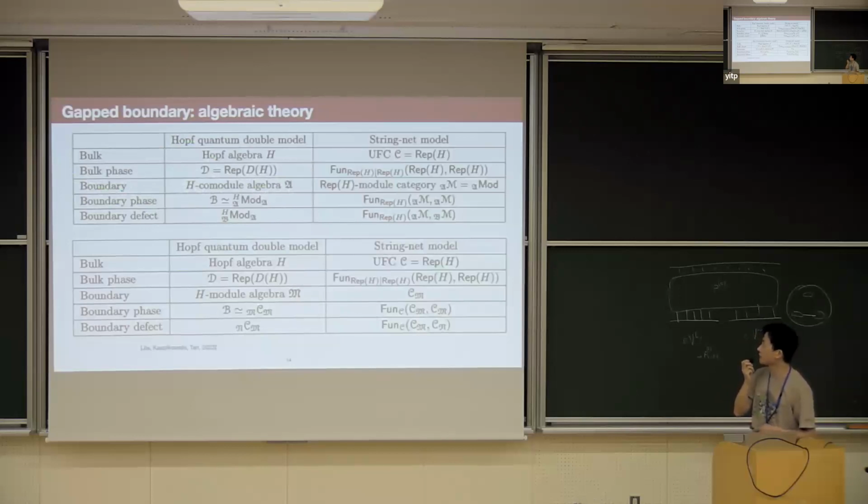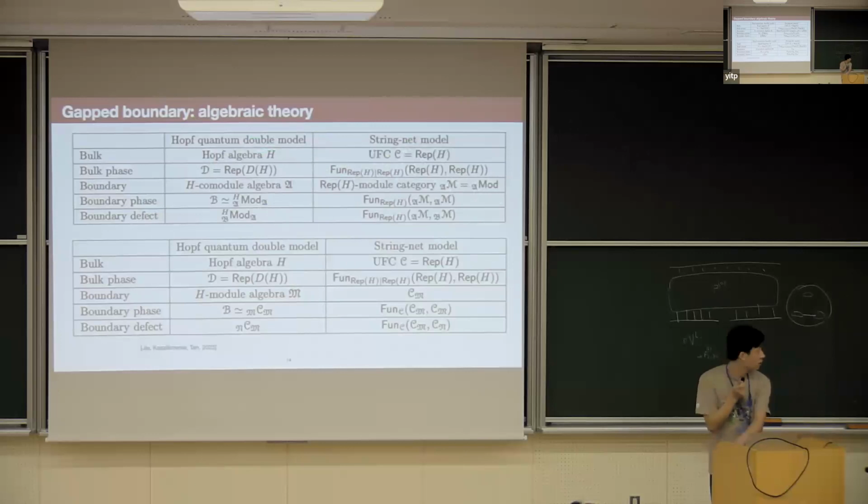The boundary phase can be expressed in this form, which is the AA bimodule. And now we can show that there is a dictionary between the quantum double model and the string-net model. If we input the string-net model with this C, then we know that the string-net boundary is determined by the C module category. So this C module category is actually just the category of all A modules, and everything matches very well.